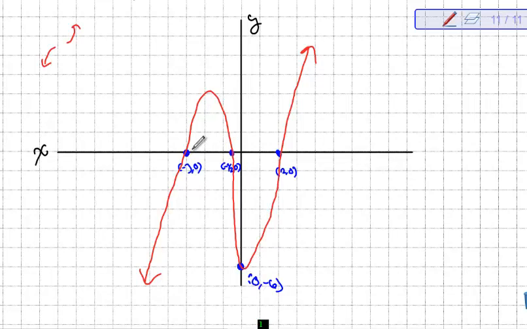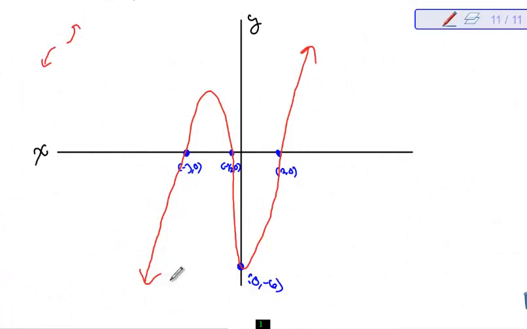And that's the main thing I'm looking for: did you go through these 3 points? Did you go through the y-intercept? And is your end behavior correct? Okay. So I'm not going to be looking for some of the other aspects of this.